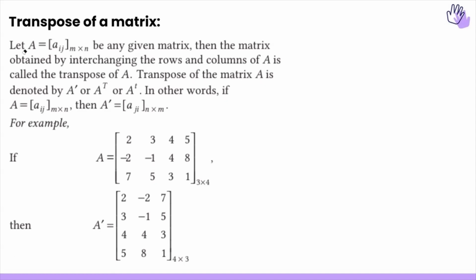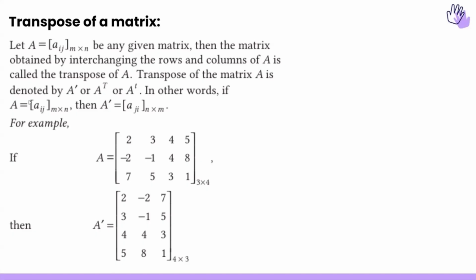Okay, so in other words, if A is a matrix that is having m rows and n columns, then A bar or AT is a matrix that is called as transpose of the particular matrix A, and it will have n rows and m columns. Why? Because we are interchanging the rows with the columns of the particular matrix.